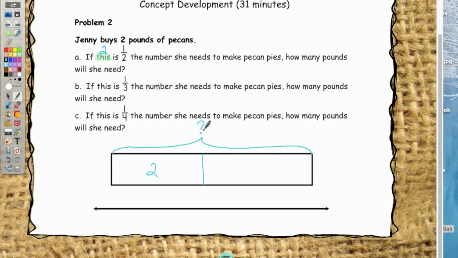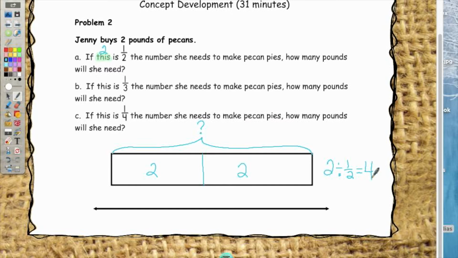And if 2 is half of the number she needs, by the way, 2 divided by 1/2 is our problem. Should I pull a stick here, or just say the answer, Aiden? What's the answer? 2 divided by 1/2. 4.